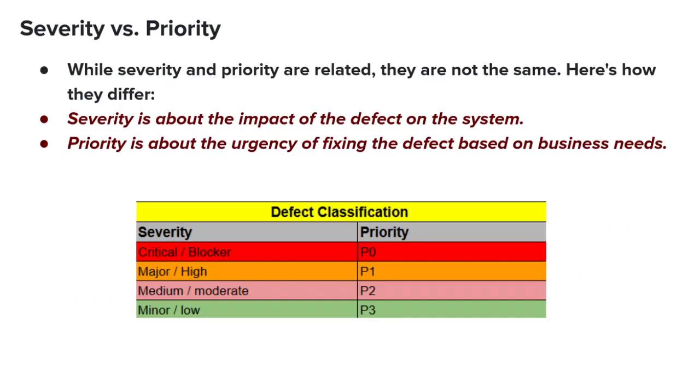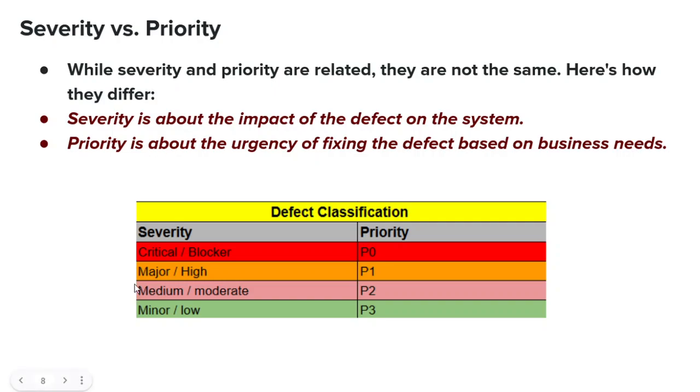So now we have gone through what is severity. We have also understood what is priority. So what is the main difference between severity and priority? Severity and priority of an issue both are related, but they are not the same. The main difference is that severity is about the impact of the defect on the system, whereas priority is about the urgency of fixing the defect based on business need. Severity cannot change, but priority can be changed.